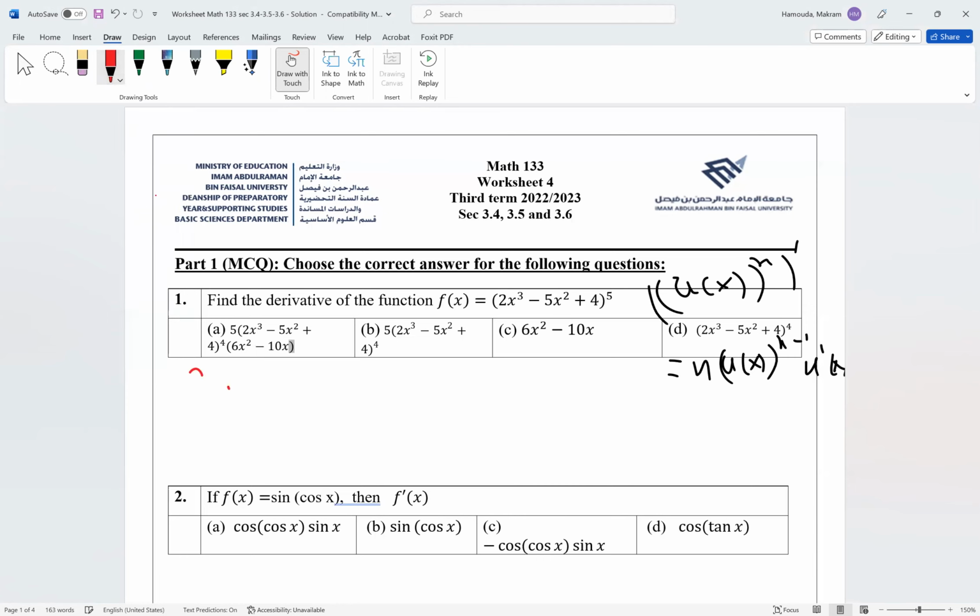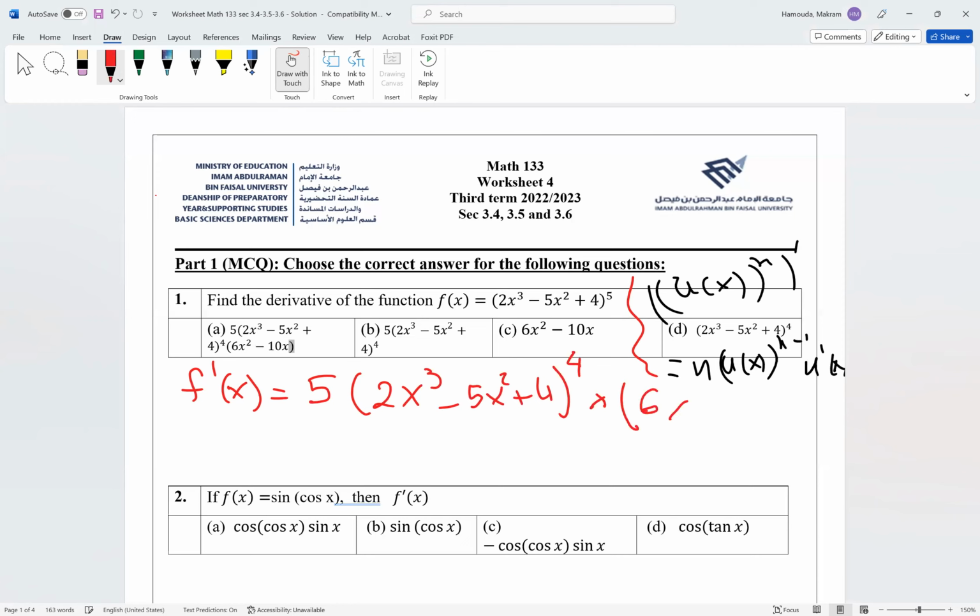So the derivative of f in this case, by application of this formula, is 5 times the function itself power 5 minus 1, which is 4, times the derivative of the function inside, which is 6x squared minus 10x. So the answer here is, in fact, A.